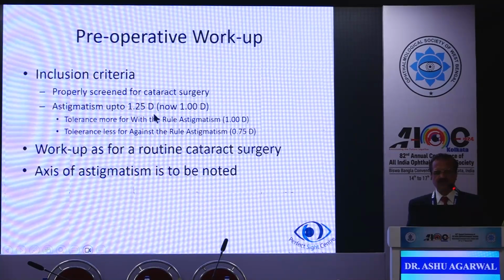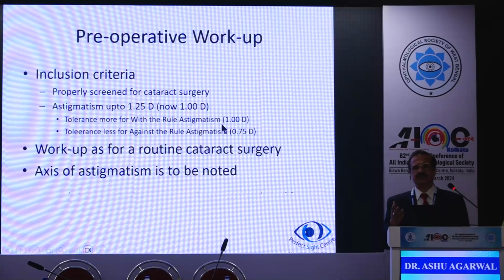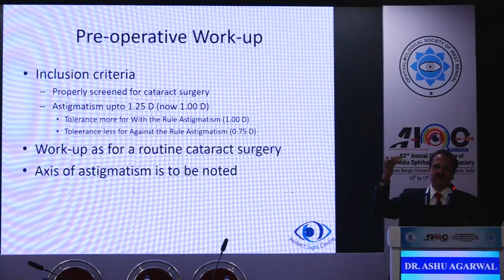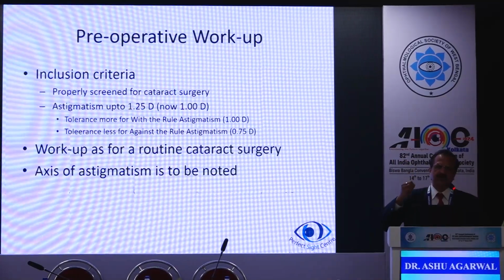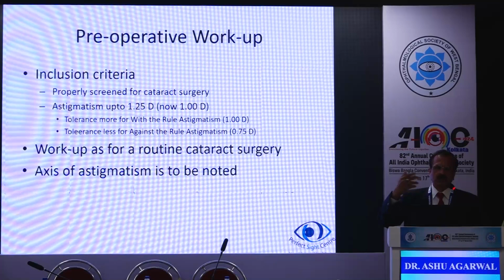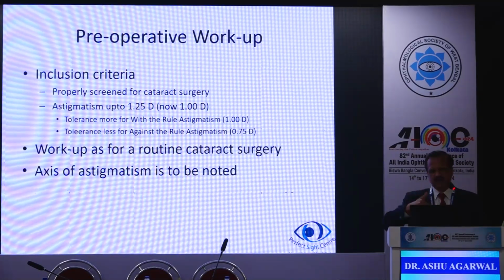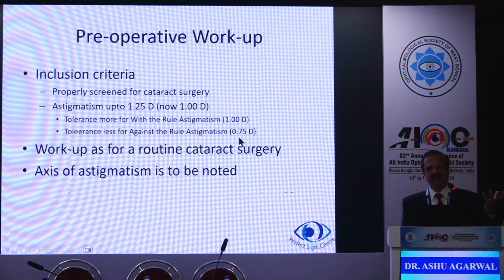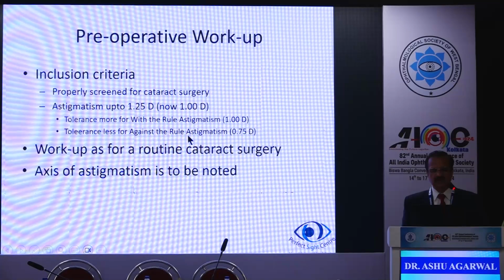Pre-operative workup, the inclusion criteria is as for any cataract surgery, should be properly screened. Astigmatism of up to 1.25 diopters, and here I'd like to make a mention that the tolerance is a little more with the rule astigmatism. For instance, with the rule astigmatism, the superior meridian is steeper, and the incision can be placed closer to the center, so you can correct more. Also, there's the concept of posterior corneal astigmatism, which I think Dr. Purend you'll be talking about when toric IOLs, no? Yeah. So that also helps in reducing this. And against the rule astigmatism, I would be able to correct much less, and therefore, as I said, tolerance is less for against the rule.